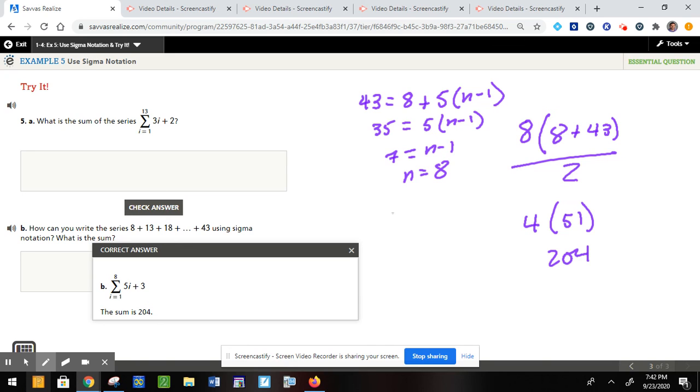Well, a sub n is equal to the first term, which is 8, plus 5, which is the common difference, times n minus 1. Just simplify this expression now. So you have 8 plus 5n minus 5. Combine the 8 and the negative 5, and you get 5n plus 3. So just i instead of n. All right, let's try the last example now.